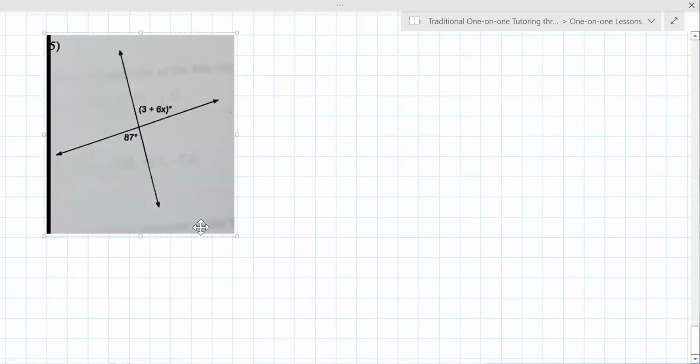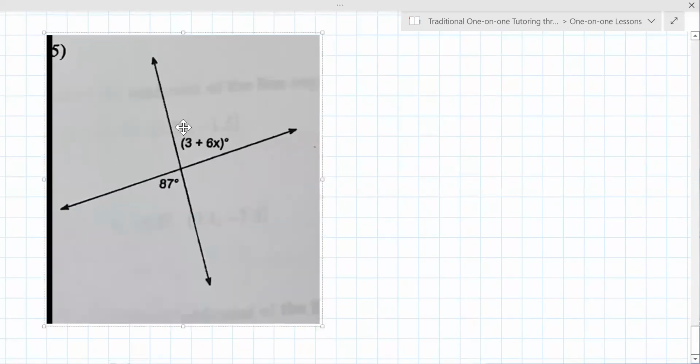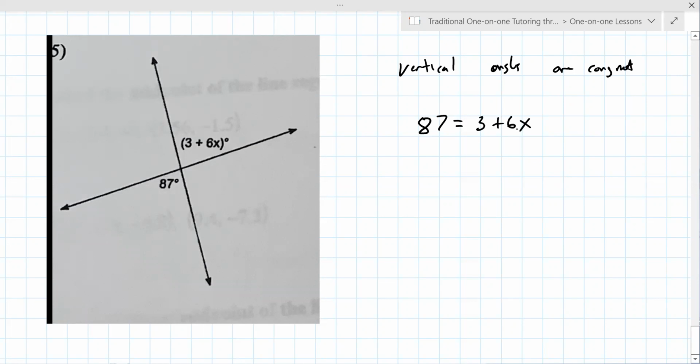All right, so number 5 here, these are vertical angles, and vertical angles are congruent. You don't have to write this, but you want to have a mental recording of vertical angles are congruent, which means they're equal. So you set them equal to each other. And then you solve for x.